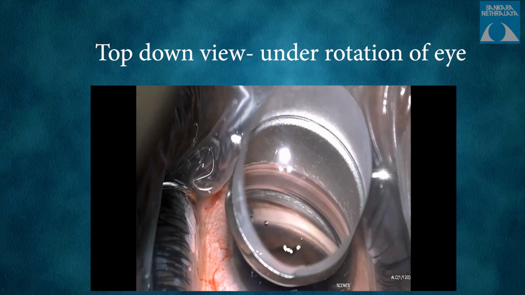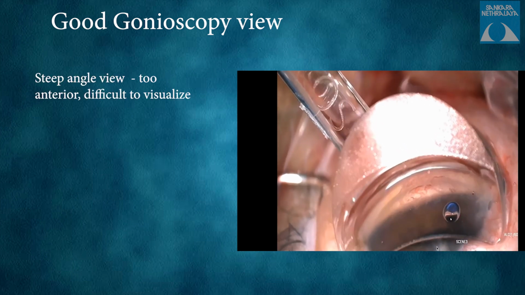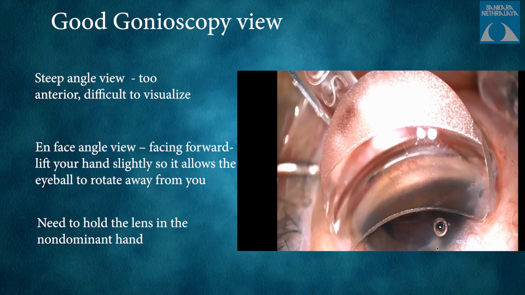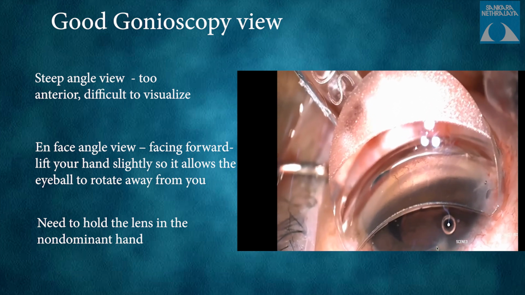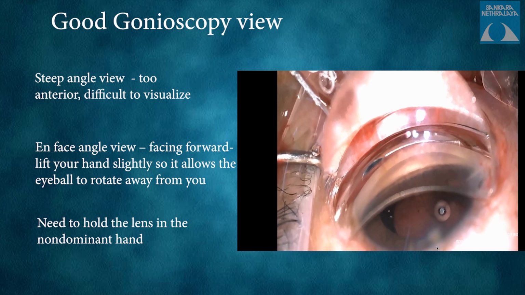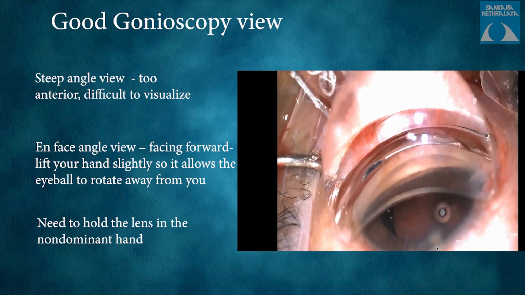To get an en-face view of the angle, if one faces difficulty, you can try lifting the hand gently, which rotates the eyeball away from you and you can see a better view. Also, holding the lens in the non-dominant hand and performing MIGS with the dominant hand helps.